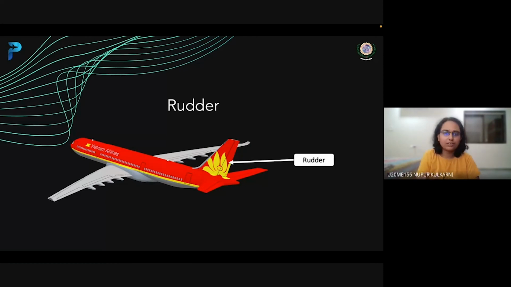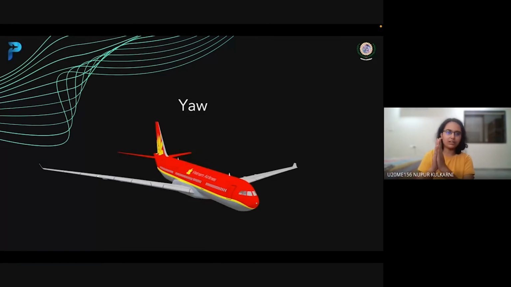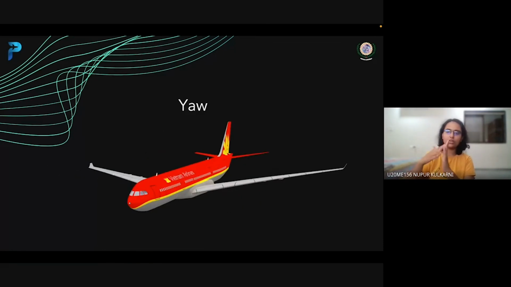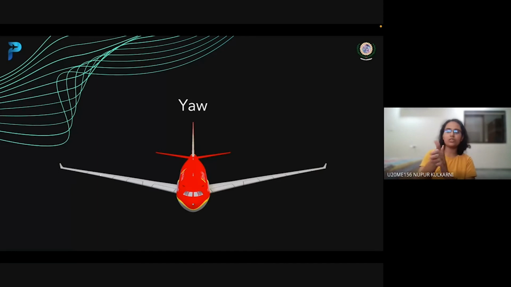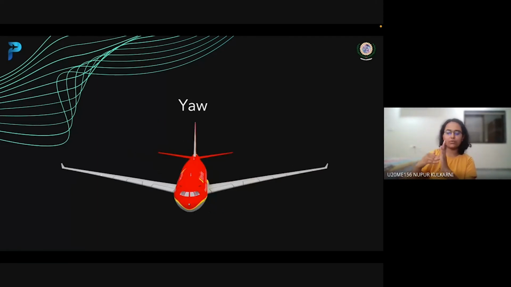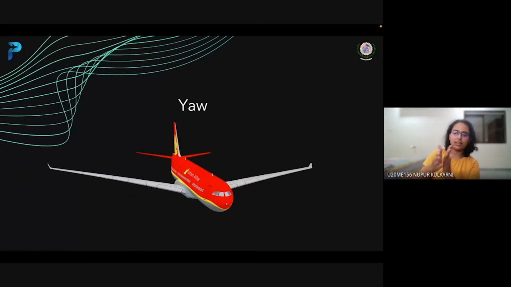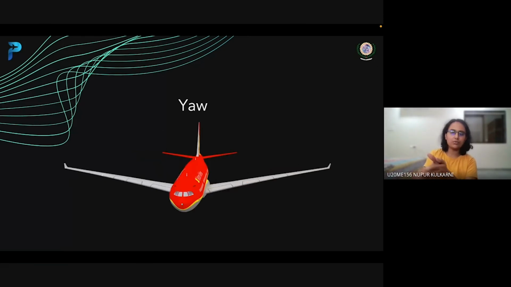Now we'll see the rudder. The rudder is incorporated on the vertical stabilizer. It is responsible for the yaw motion, and this yaw motion takes place about the vertical axis. Consider this is your rudder, and you want to yaw towards the right direction. For that, the force must act on this, so your rudder will move in this way. The force will act like this, and our aircraft will move towards the right. That is, it has yawed towards the right side.